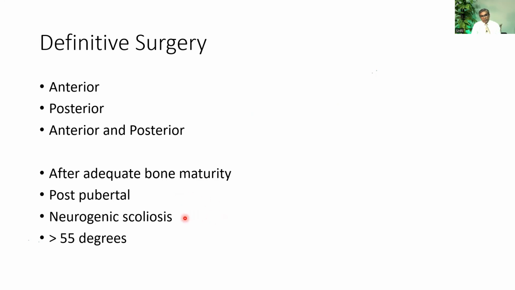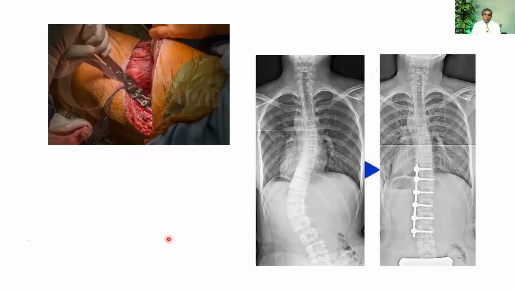And when it comes to neurogenic scoliosis, these patients cannot be managed with growth rods. So if you are doing a surgery for a neurogenic scoliosis, you have to do a definitive surgery then and there. And we offer surgery for more than 55 degrees because the benefits outweigh the risk of surgery. But from 30 to 50 degrees also, if the patients are willing, they can do surgery.